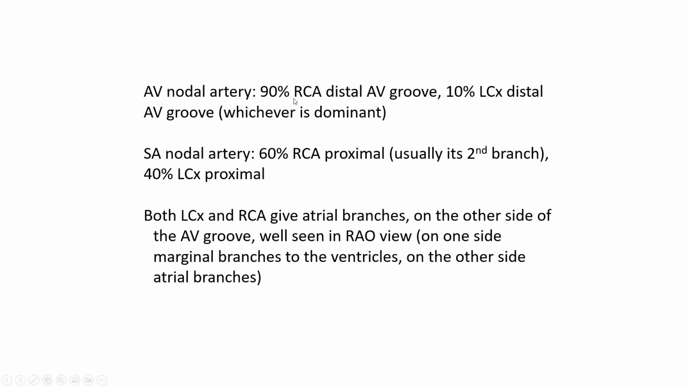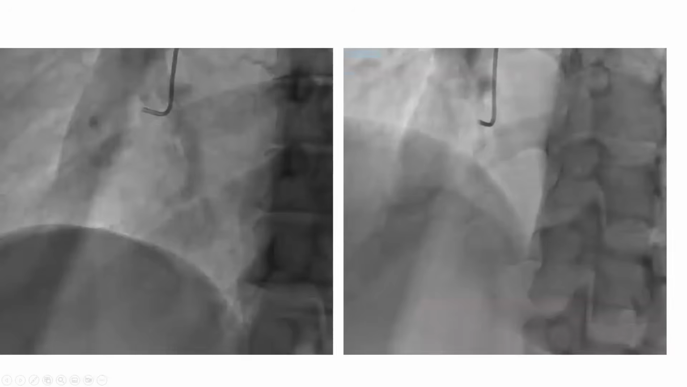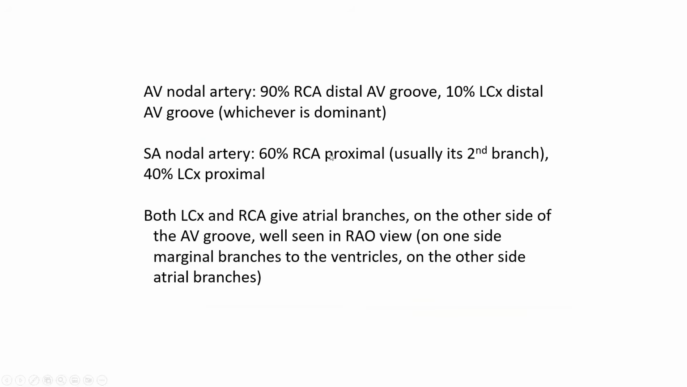So the AV nodal artery comes from the RCA 90% of the time, in the distal AV groove around the PDA. 10% of the time it comes from the left circumflex distal AV groove, whichever is dominant. The sinus nodal artery, on the other hand, can come from either the RCA or the circ, and it doesn't depend on the dominance because it comes proximally from those arteries. So it can come from the proximal right, as I showed here. It can come from the proximal left circumflex. 60% from the RCA, 40% from the circumflex.